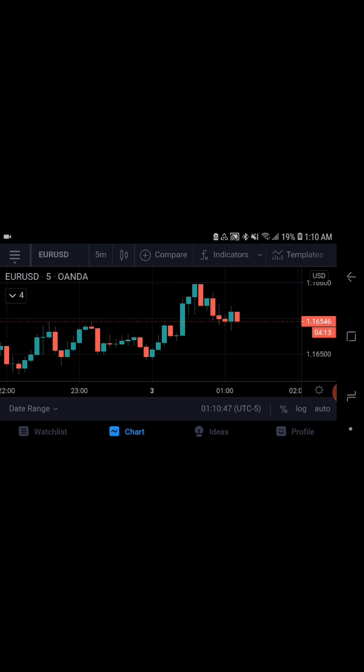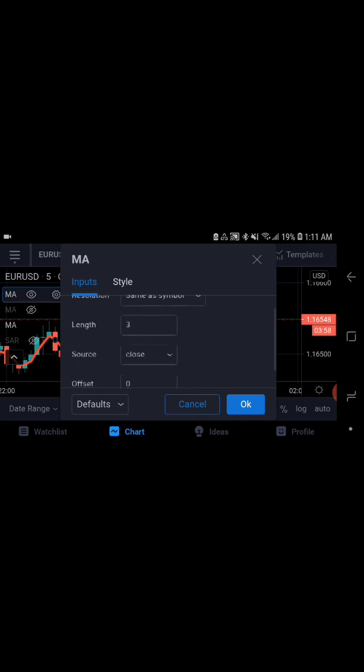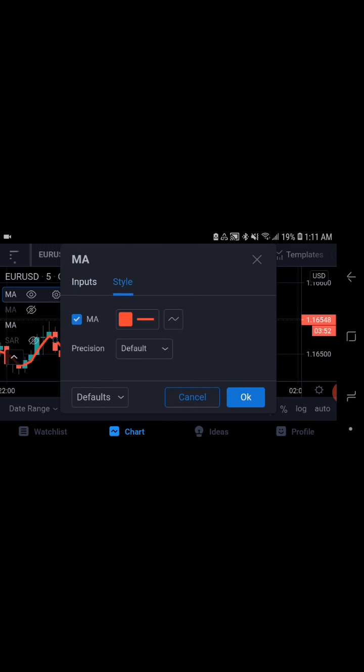So the strategy that we use is moving average and the parabolic S&R. This moving average here is resistance. You can see it's at a 3 moving period, and it's set to close, and there's no offset. Like I said, it's set to red.